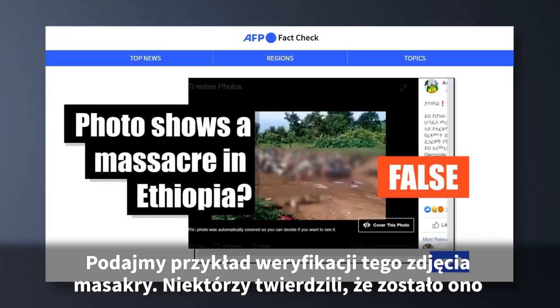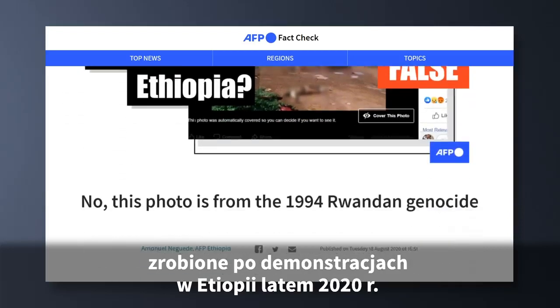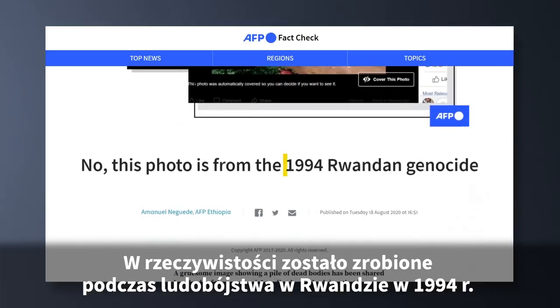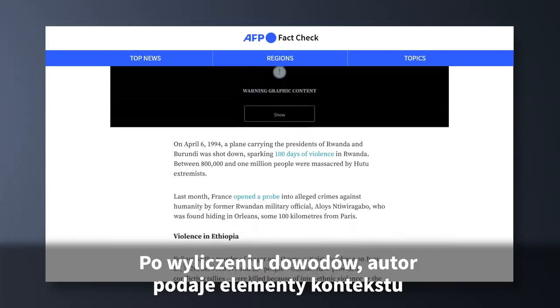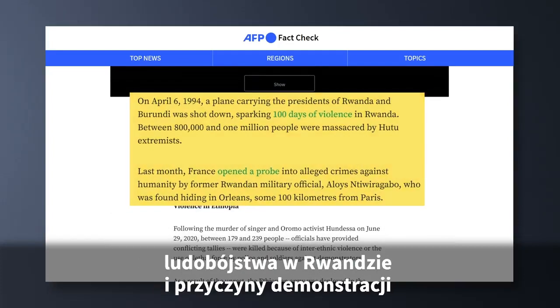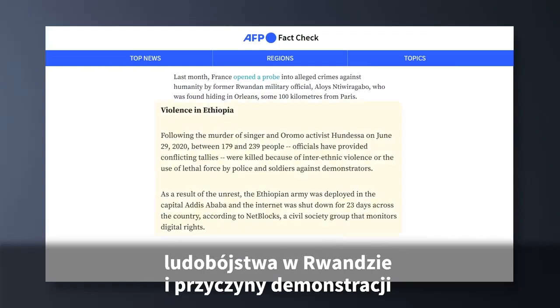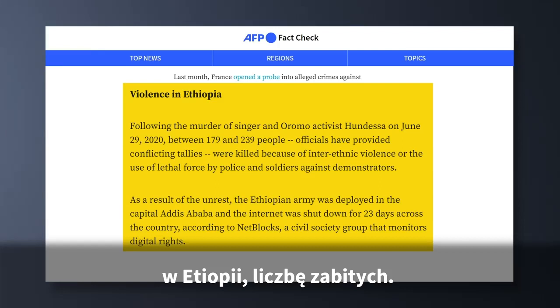Take this fact check about a photo of a massacre that some people claimed was taken in the aftermath of protests in Ethiopia during the summer of 2020. The photo was actually taken during the 1994 Rwandan genocide. So after laying out the proof, the author of the fact check also provided context with a few paragraphs about the Rwandan genocide, as well as a few paragraphs explaining what had set off the recent protests in Ethiopia and how many people lost their lives.